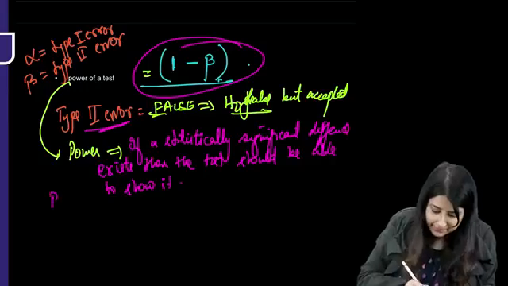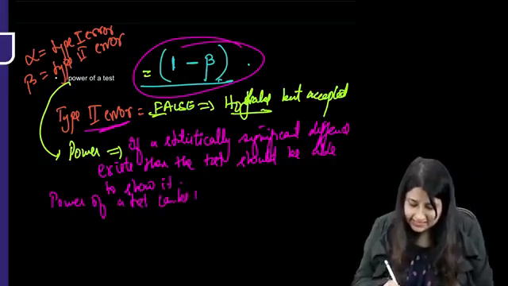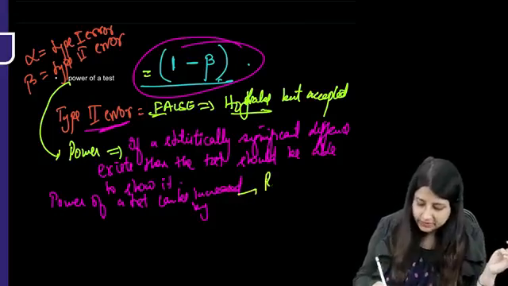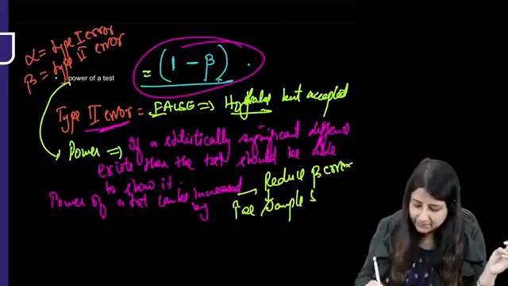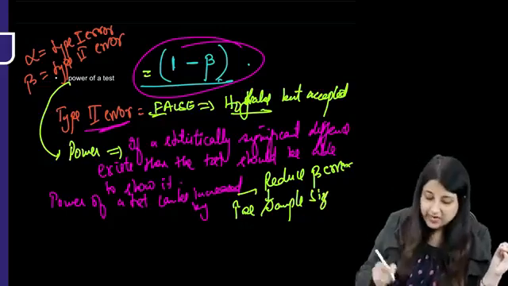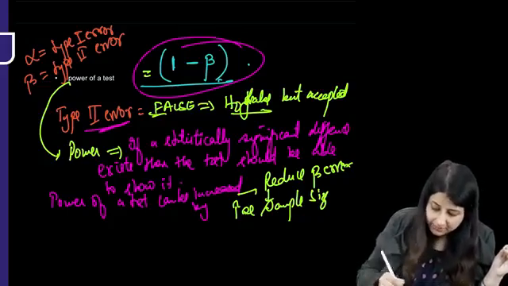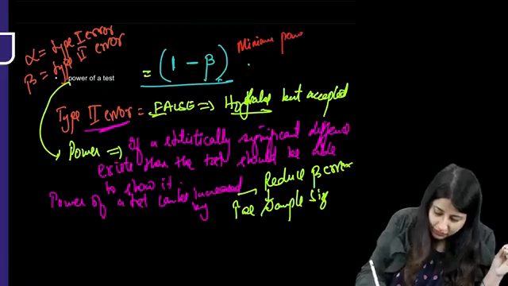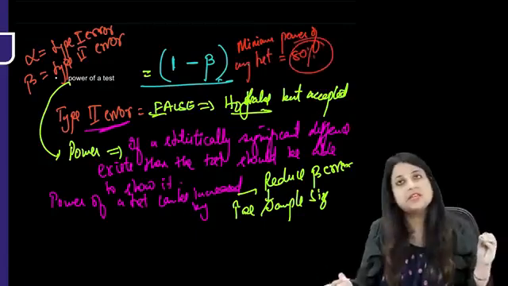Always remember, power of a test can be increased by reducing which error? Reduce beta error, obviously. And how will you reduce beta error? If you increase the sample size. This is very important. And what is the minimum power that a test should have? Minimum power of any test should be at least 80%.